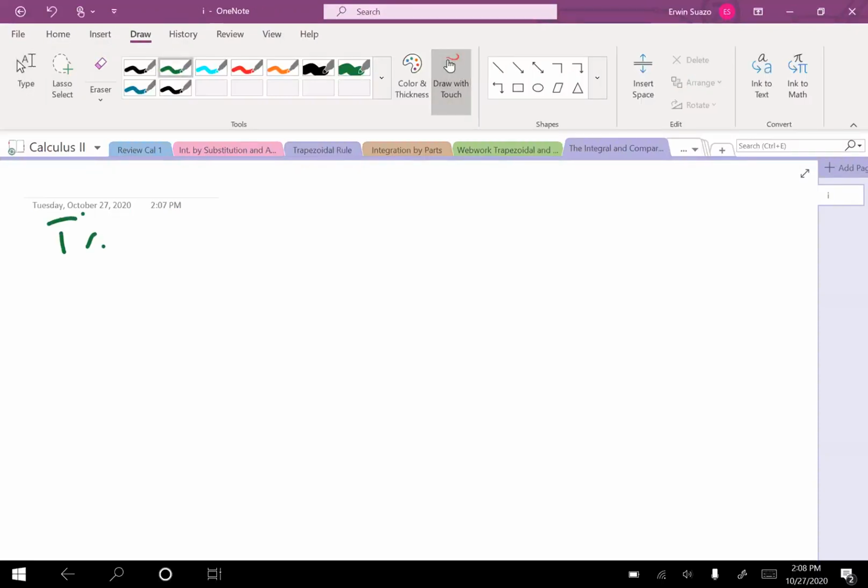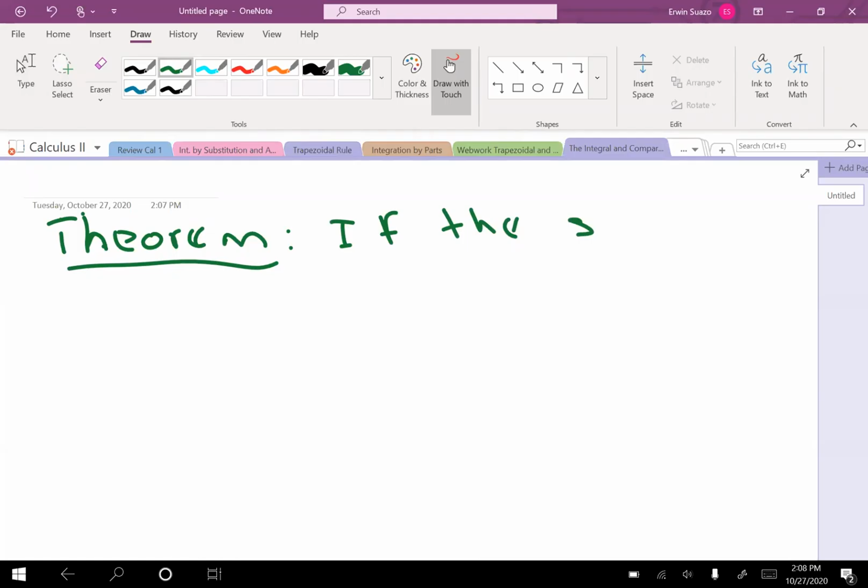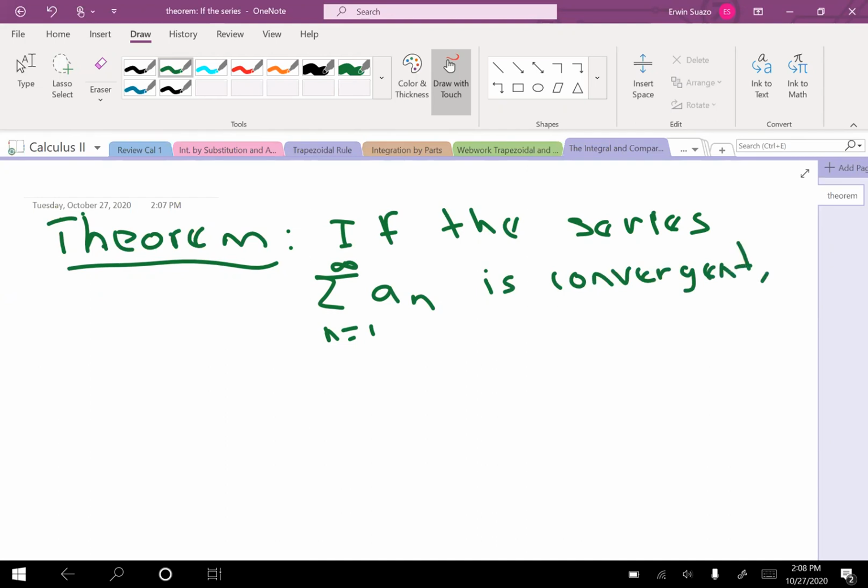This theorem is very basic, but it can be very useful. It says that if the series sum of a_n, n equals 1 to infinity, is convergent, then the limit of a_n when n goes to infinity equals 0.